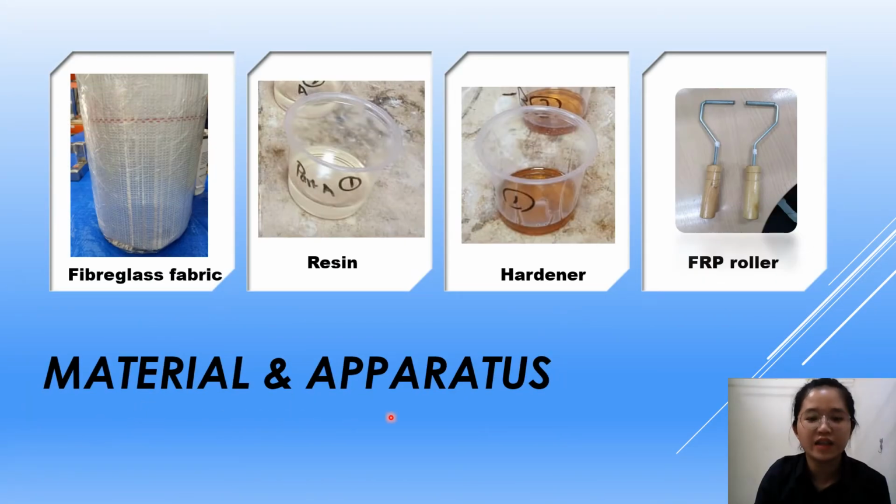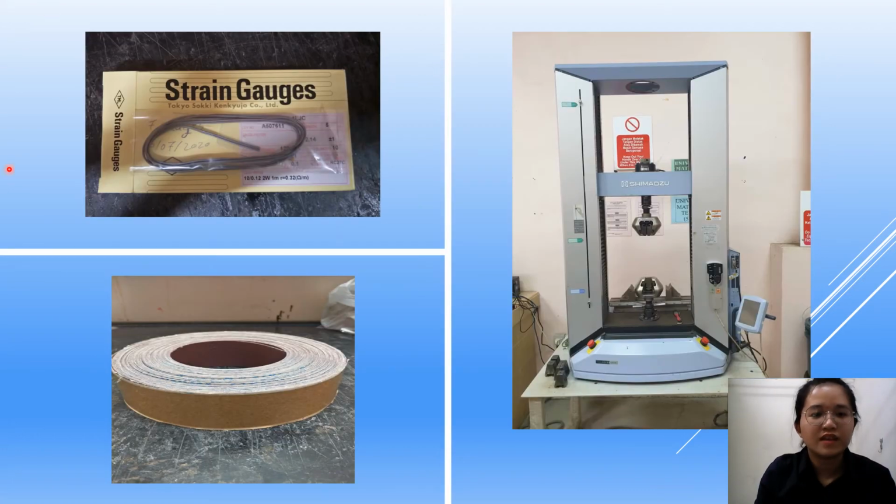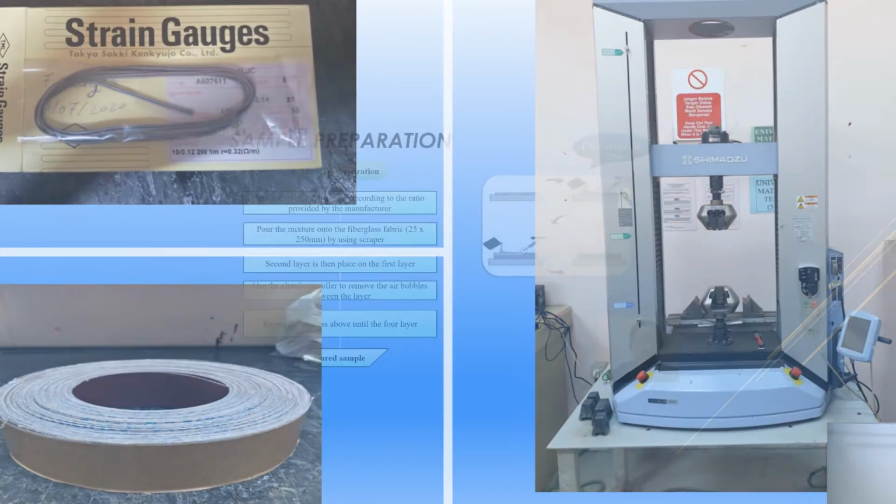The materials and apparatus we used in this study were fiberglass, and the chemicals were resin and hardener. An FRP roller will be used to remove the bubbles between the layers. This is the strain gauge and this is the emulsive cloth, which are used in the tensile test machine to record the remaining strength of the FRP composite sample after degradation.